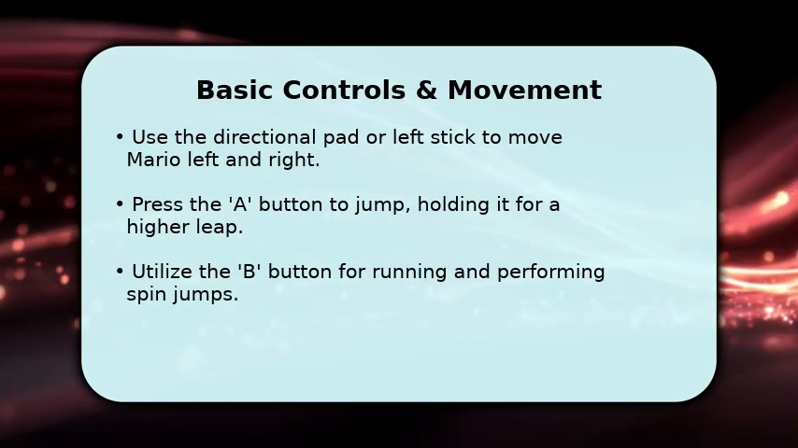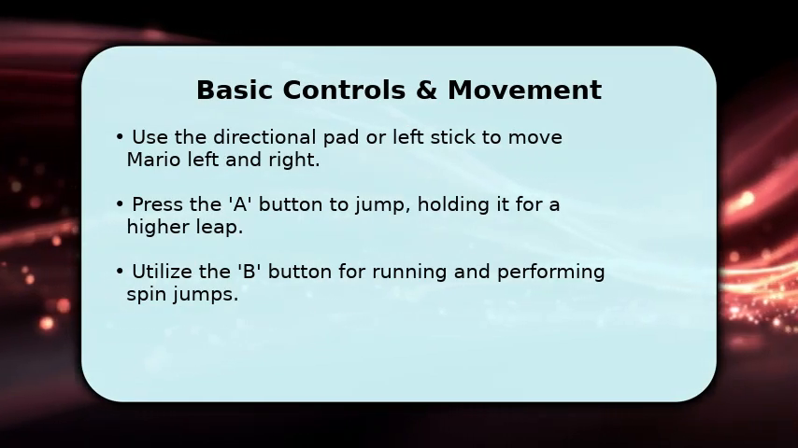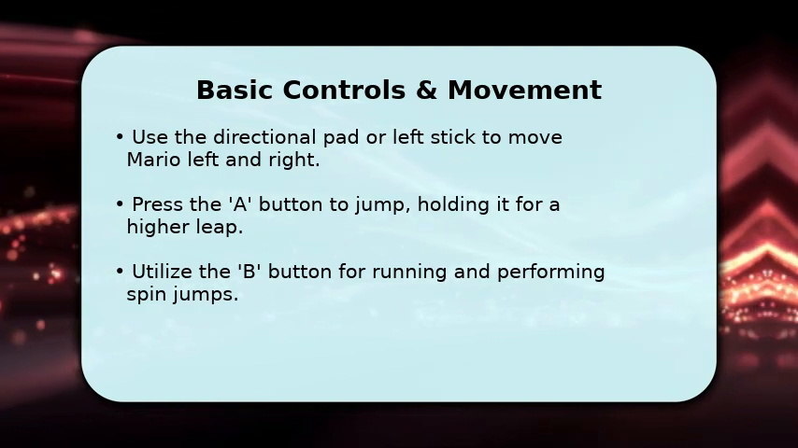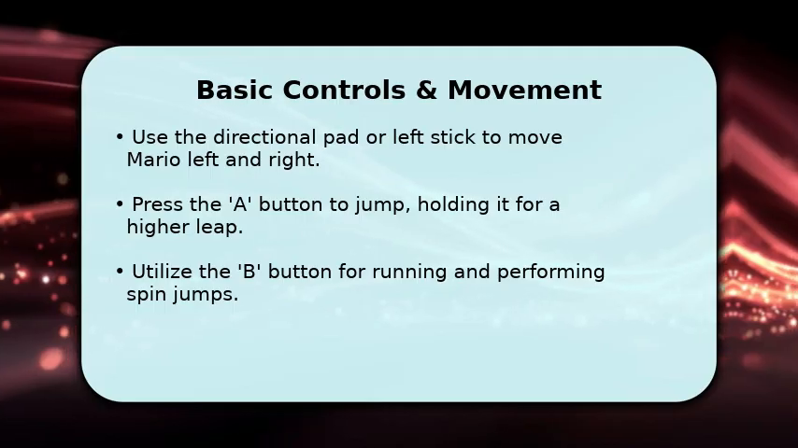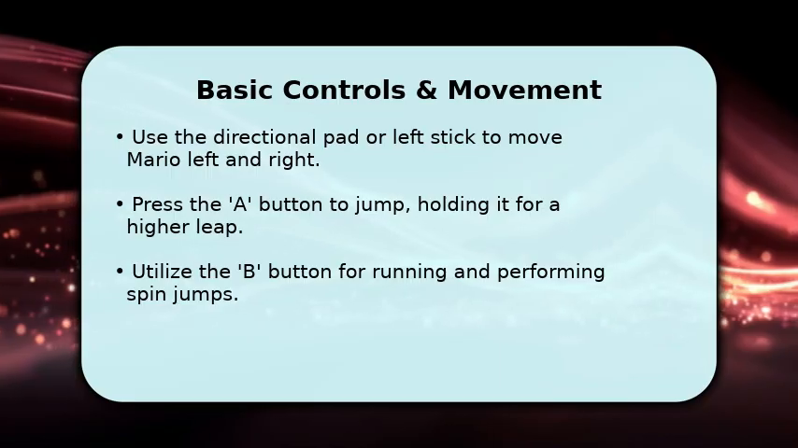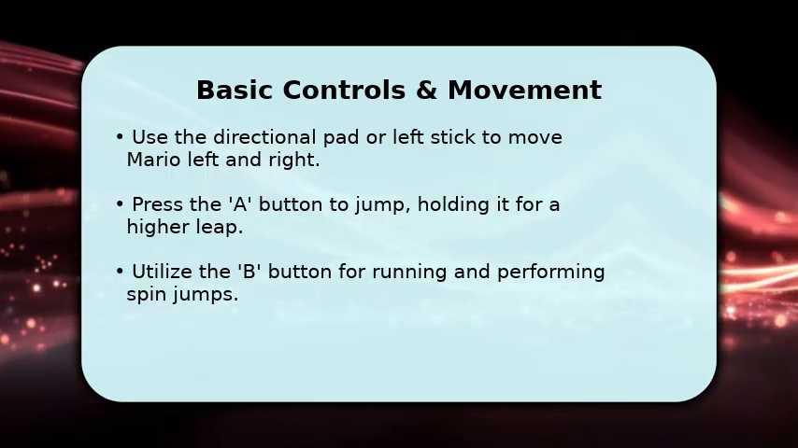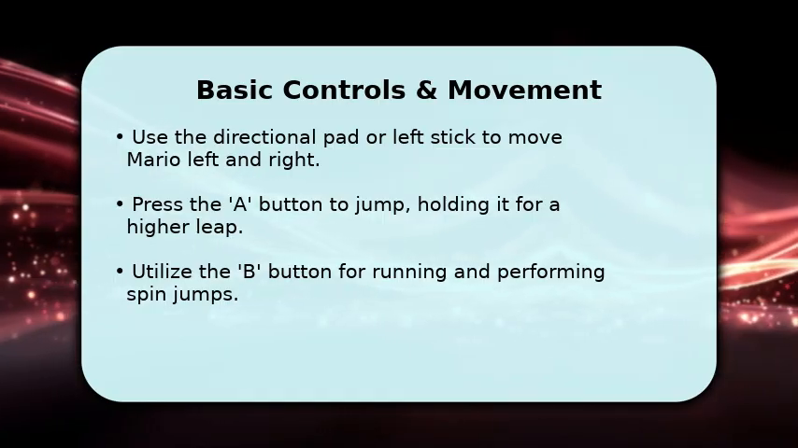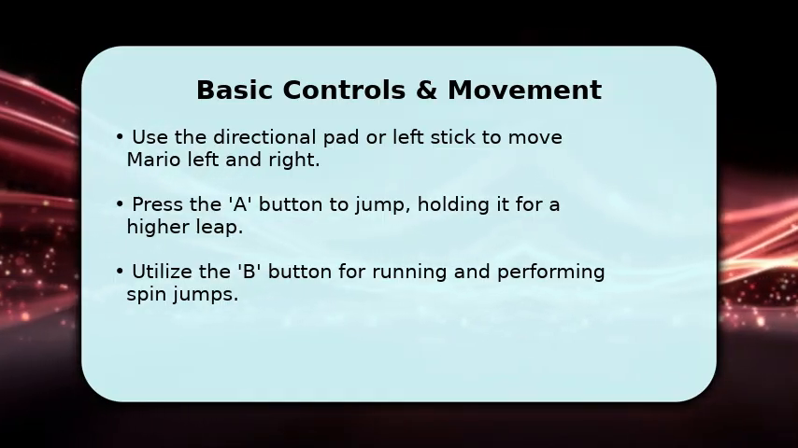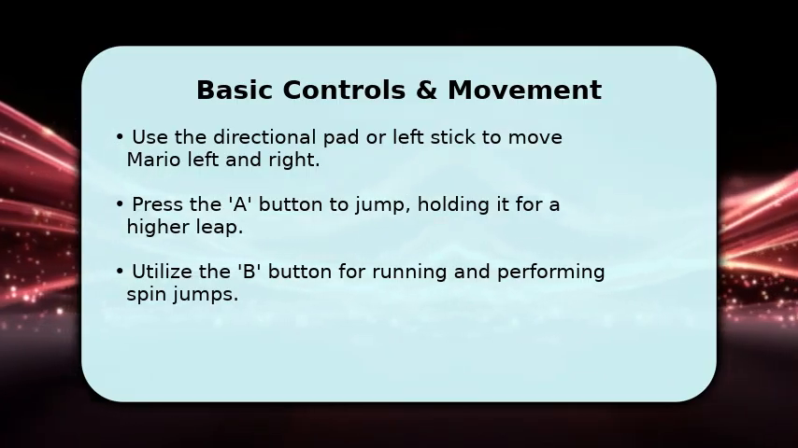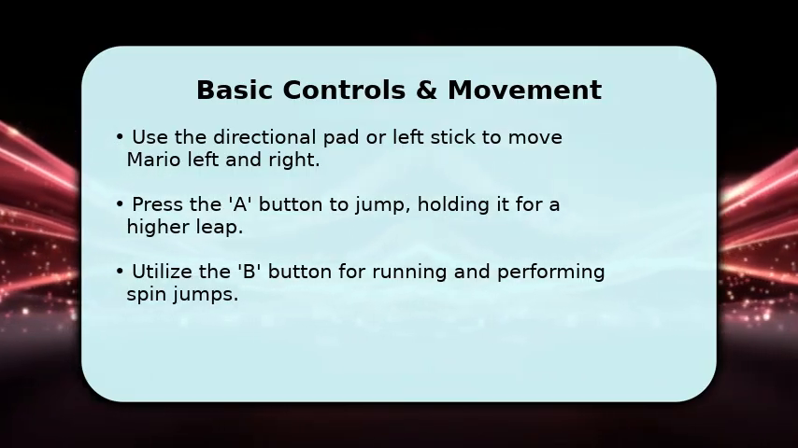Mastering the basic controls is key to enjoying Super Mario Maker World Engine. You will use the directional controls, often the left stick or D-pad, to move Mario across the screen. The button is your primary jump button. A quick tap gives a small hop, while holding it down allows for a much higher jump. For faster movement and special actions like a spin jump, you will want to hold down the B button. These fundamental actions will get you through most challenges.